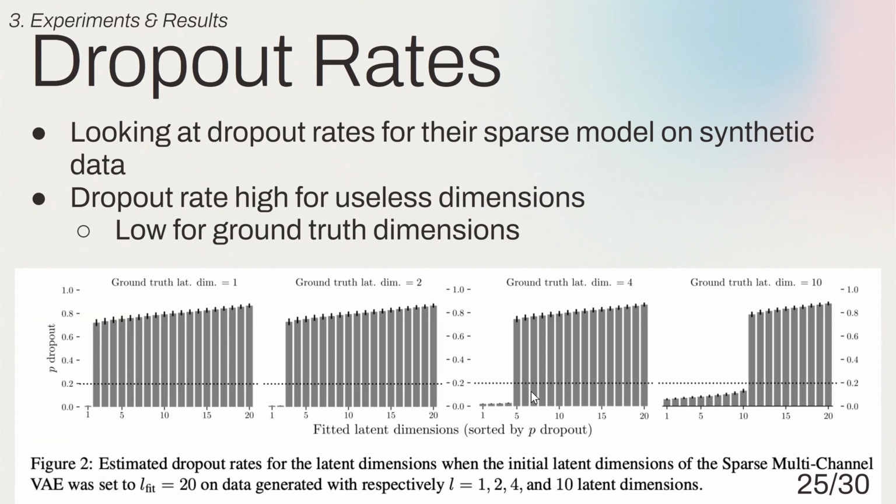These have a really low dropout rate because for ground truth, this one is actually a 10-dimensional latent representation. So these are the most important dimensions of their latent space because their model was not dropping them a lot. But for the other dimensions that were not really needed, the model set those activations to 0 quite frequently.